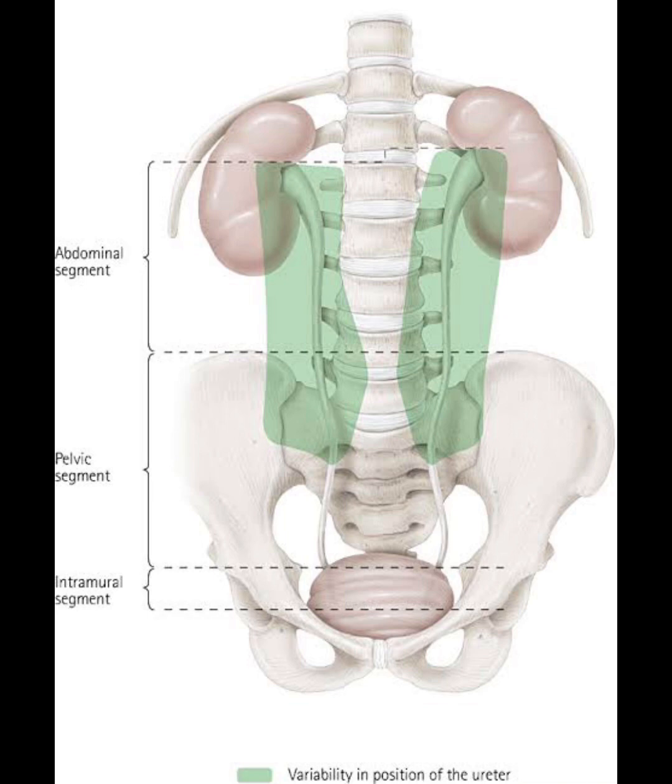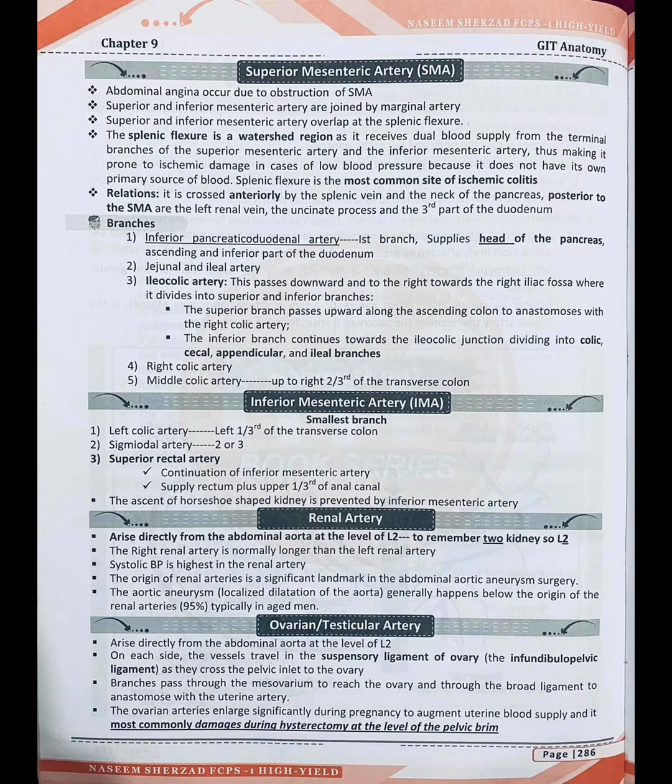Now coming to the histology, there was a question in 2020, and they were asking how the lumen of the ureter looks. So it's a star-shaped, small lumen. That's a basic one. Secondly, the epithelium along the whole length of the ureter is transitional epithelium. There is no muscularis mucosa in the ureter.